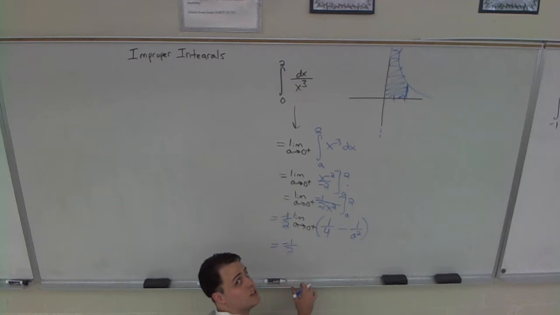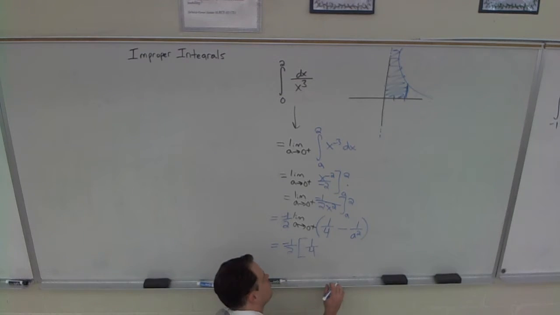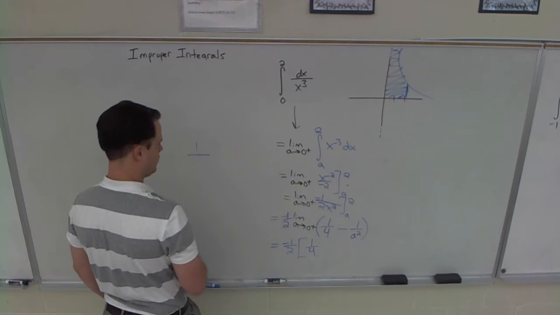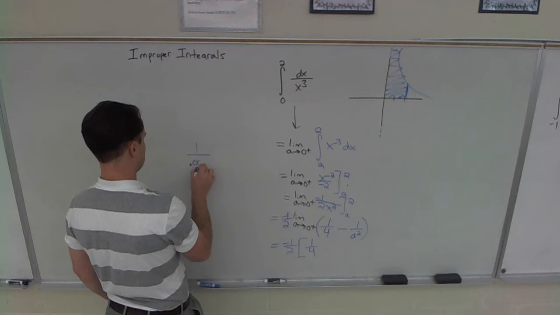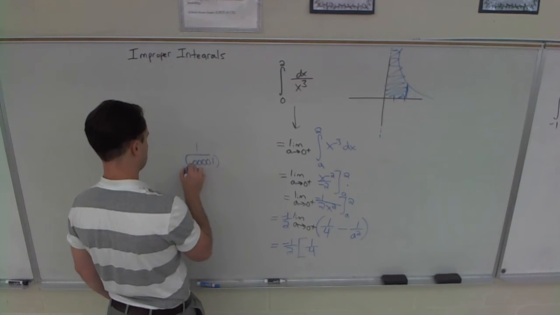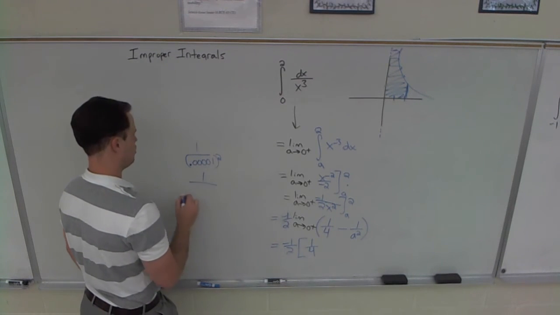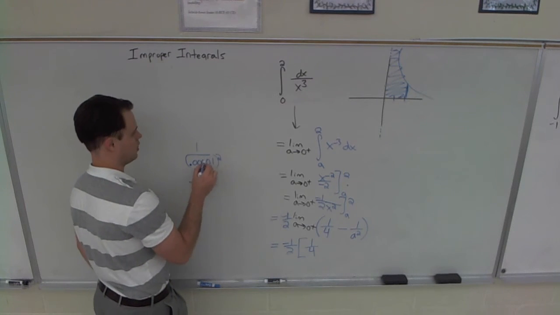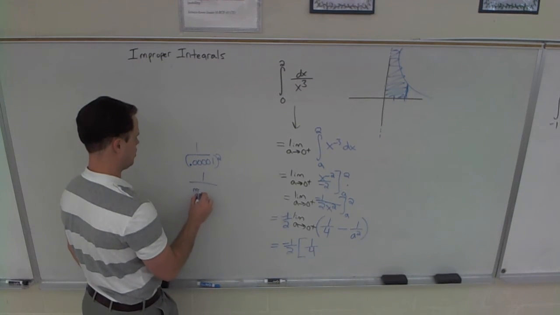So that's going to be equal to negative 1/2. Now let's do the limit finally. This doesn't have an a in it, so it's still going to be 1/4. As we approach 0 from the right, what happens here? We're going to have 1 over like 0.00001 squared. So that's 1 over something small, and then when I square it, I think it's going to be even smaller.